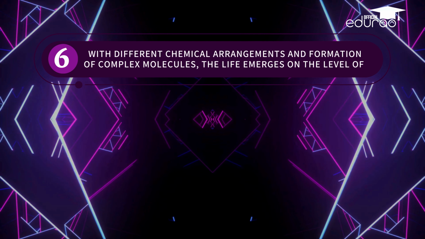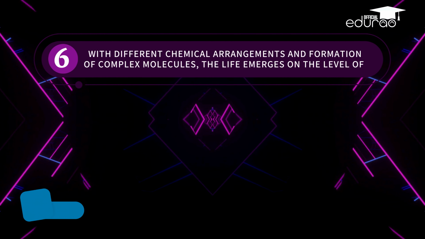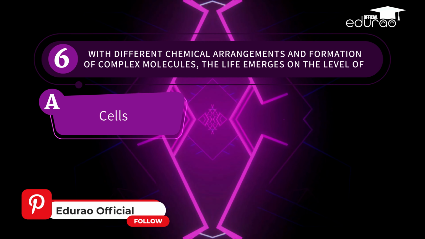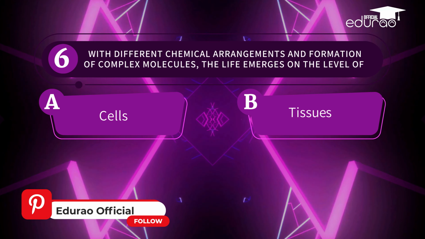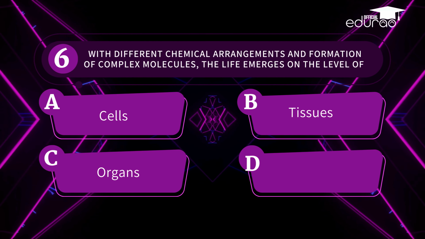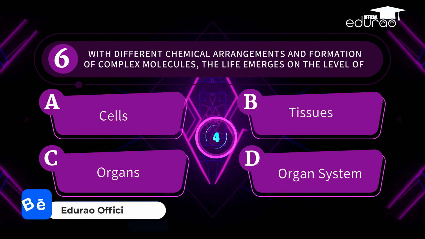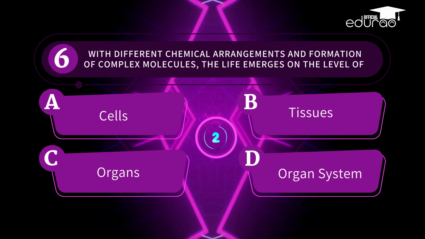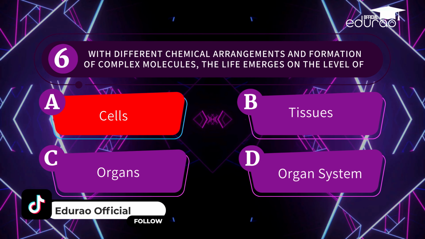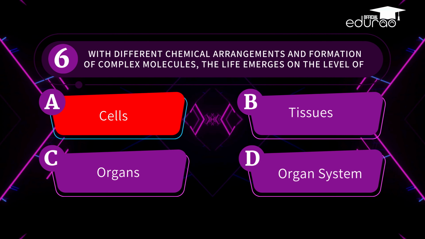Question 6. With different chemical arrangements and formation of complex molecules, life emerges on the level of A. Cells, B. Tissues, C. Organs, D. Organ system. Your observation is right on target. Correct answer is cells.